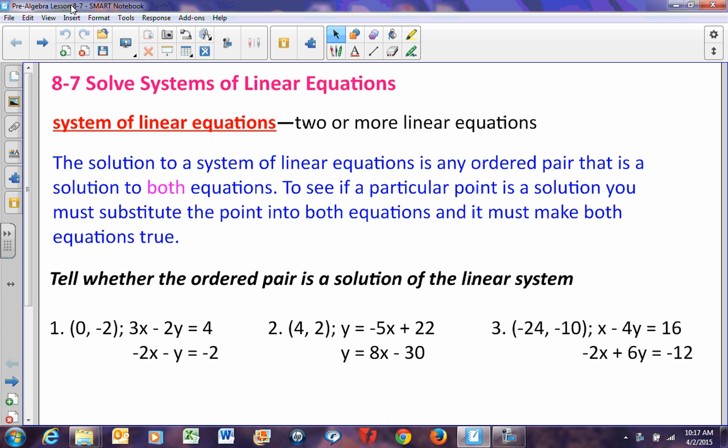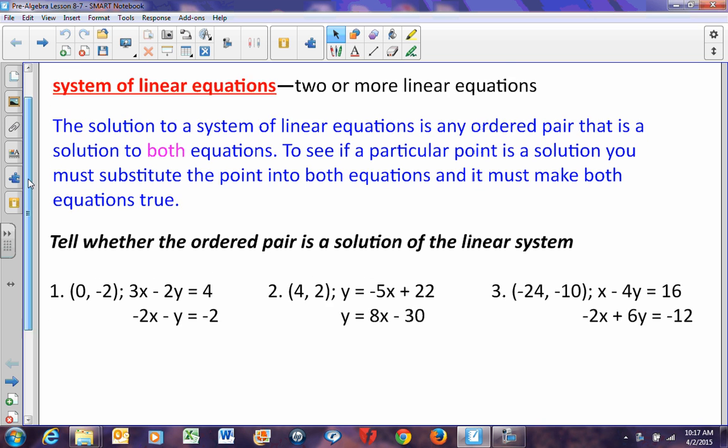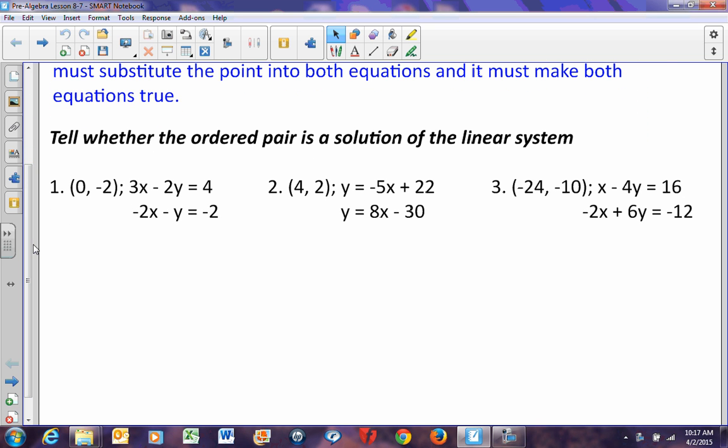To see if a particular point is a solution, we must substitute the point in both equations, and it must make both equations true. If it makes one equation true and one equation not true, then it's not a solution to the system. For example, if I gave you an ordered pair, you're just going to plug in that ordered pair for each equation to see if it makes a true statement.